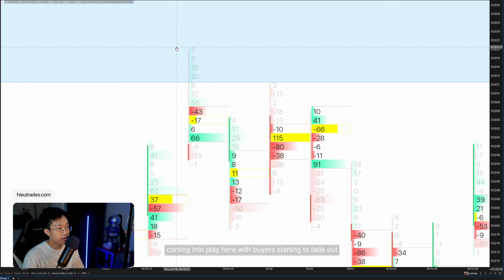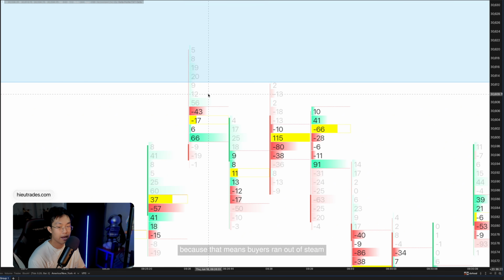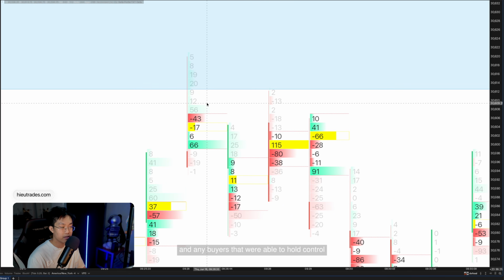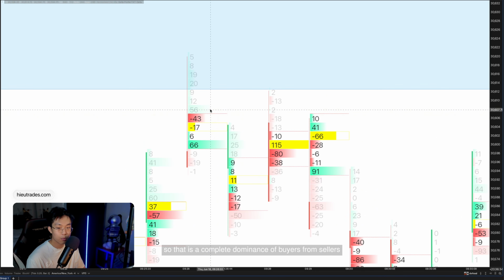Exhaustion coming into play here, with buyers starting to fade out. And all of these buyers, despite having control, they were unable to bring price higher. So exhaustion paired with absorption is a very strong combination, because that means buyers ran out of steam, and any buyers that were able to hold control were all absorbed. So that is a complete dominance of buyers from sellers.